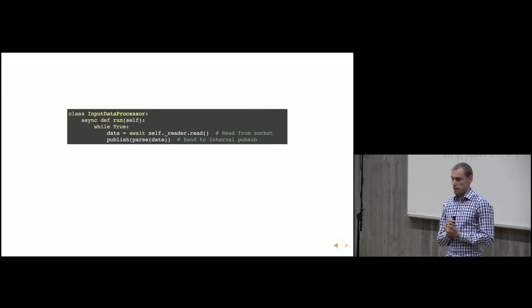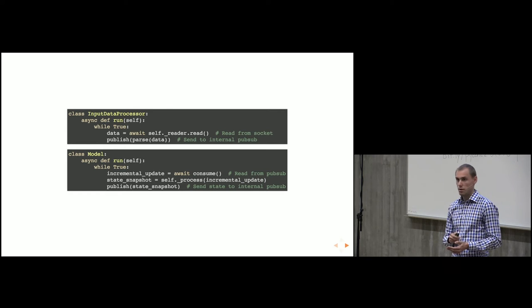So let's walk through a few components that could be written in Asyncio, components of a multi-agent system like the one I displayed before. So this is an input data processor, which might just look like a loop that goes through data received from a socket, parses the data, and publishes it on. You can see it's super simple, even though this is completely fake code, but the real code is maybe 10 times bigger, but it is still fairly simple. And then let's say you've got that model component that just, again, waits for data coming in from the publish-subscribe system. That's the await-consume line. It does something with the data and publishes it in a new form.